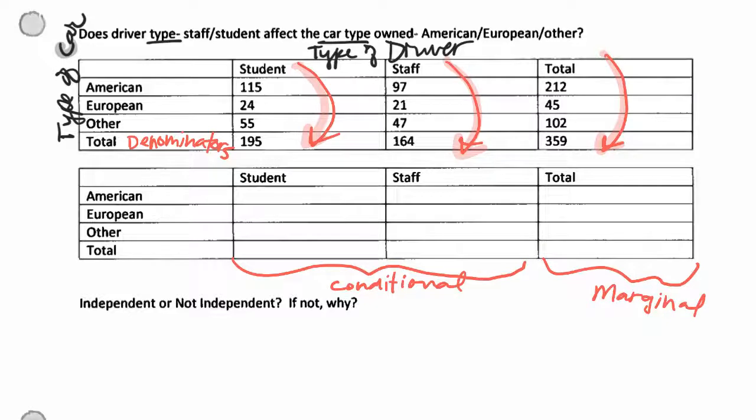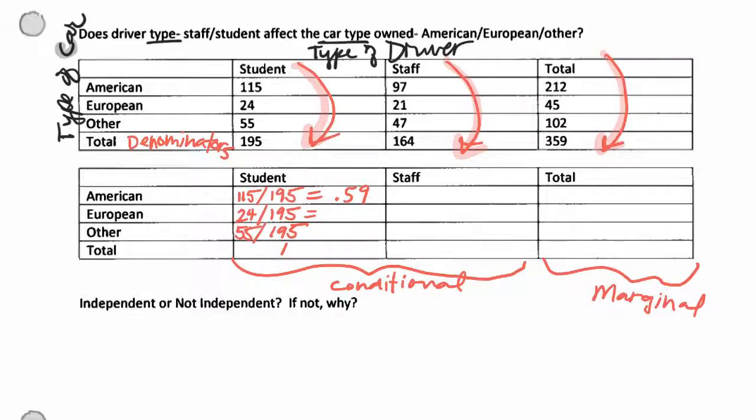So for American students, what's the fraction that goes with American student? 115 is the numerator, and the denominator is 195. If you make that into a decimal, it's 0.5897. Sorry, 0.5897. So I'm going to round it to 0.59. Okay. Let's actually go on within the students because they will all have the same denominator. So this next one is 24 over 195, and so on. And then 55 over 195. All right. And then you can fill in the rest.